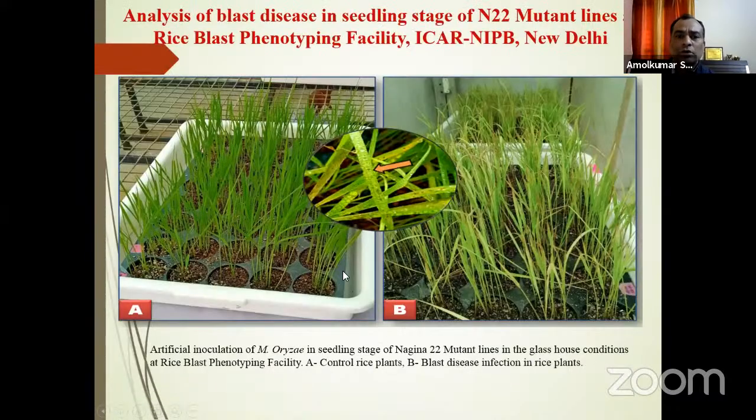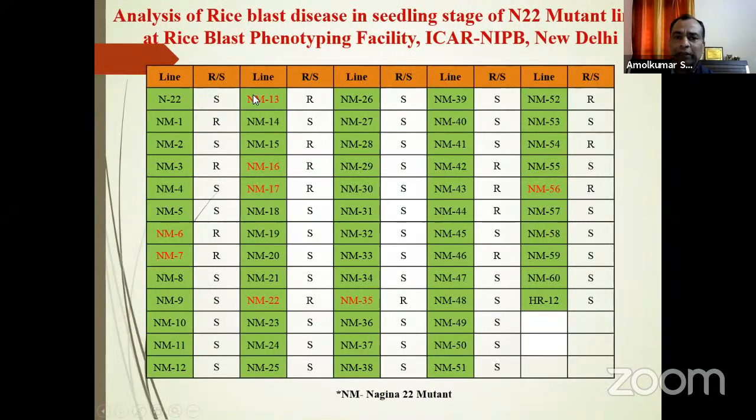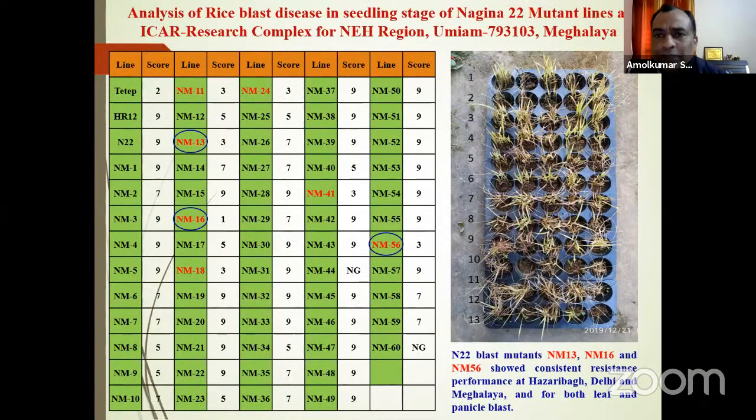Here we also checked under controlled conditions. We sprayed Magnaporthe on the panicles and then checked individual lines so that we can get data for both. Here also we identified some lines, in red color. These are resistant lines we have identified in our rice blast phenotyping facility. We also gave this material to the northeast hilly regions of Umiam, and there they have checked for leaf blast.